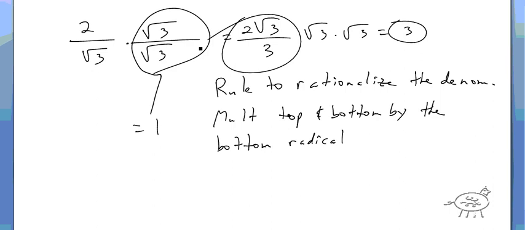It's really pretty easy. You just have to follow those rules. Let's try another one: 8 over the square root of 5. Multiply by the square root of 5 over the square root of 5. I get 8 root 5 over 5.